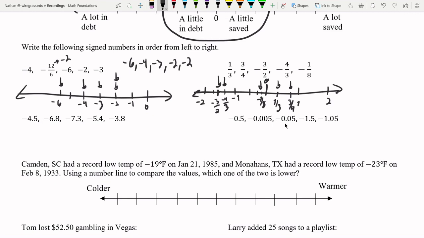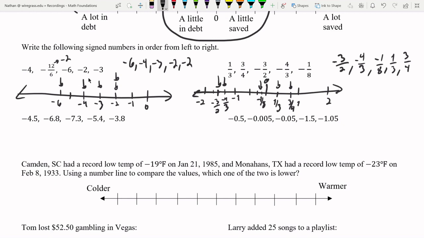So from least to greatest, we're going to start here. -3/2 is the smallest. Then we have -4/3. Then we have -1/8. Then we have 1/3. And finally 3/4. And of course, it's an easy way of checking to make sure that all of your positive numbers are bigger than or greater than your negative numbers, because that's always going to be the case.